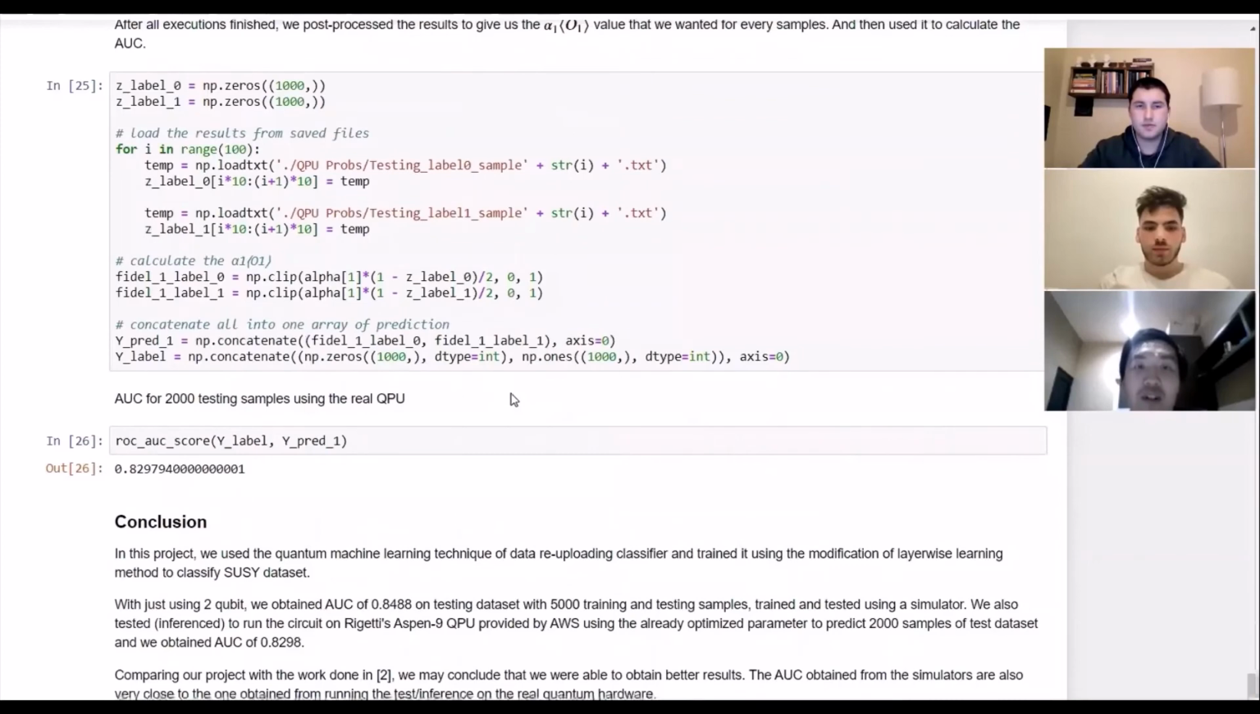After everything is finished, we check the AUC score, and we got 0.8297, which is not so different from the one that we get from the simulators. And this result is also still better compared to the one from reference paper number 2 that they got with the real QPU device.